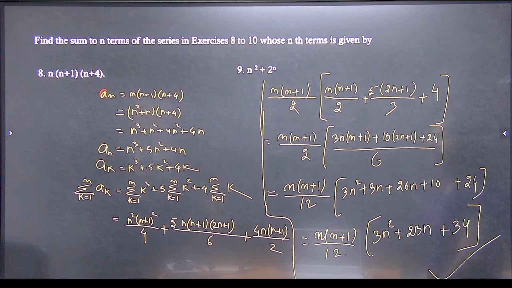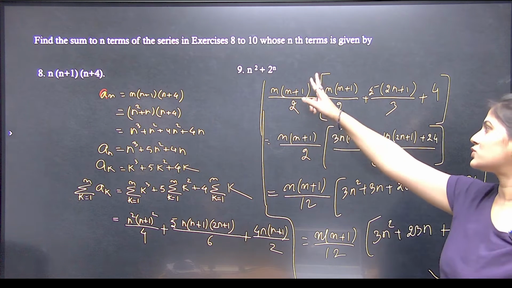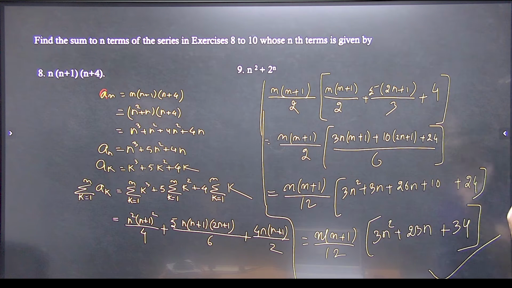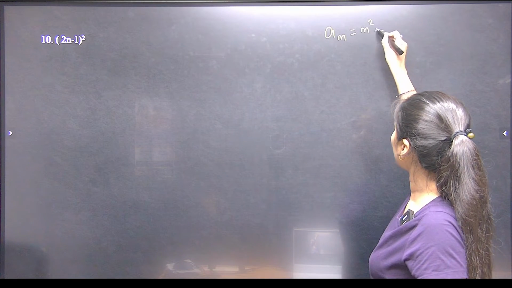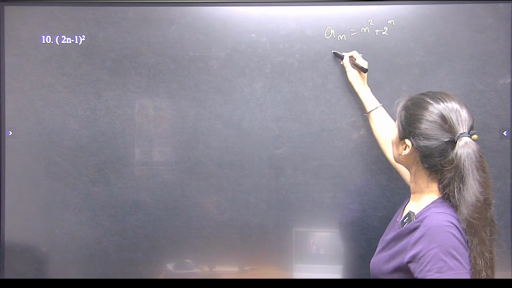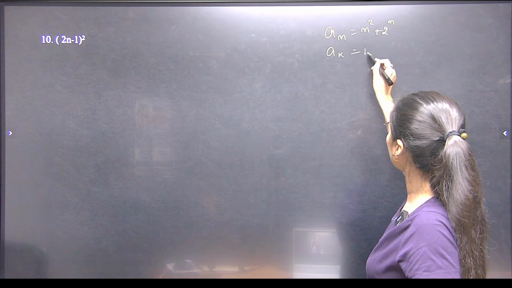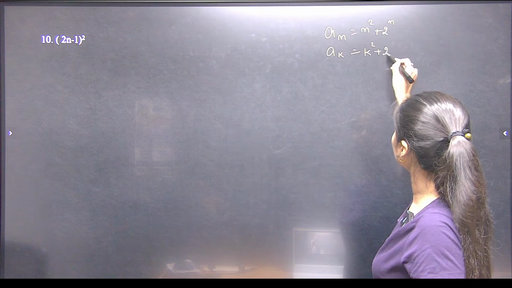For question number 9, we have n square plus 2 to the power n. Okay, so we will discuss in next slide. This is question number 8. I hope it is clear to all of you. So the question number 9: nth term is nothing but n square plus 2 to the power n. So kth term is k square plus 2 to the power k.